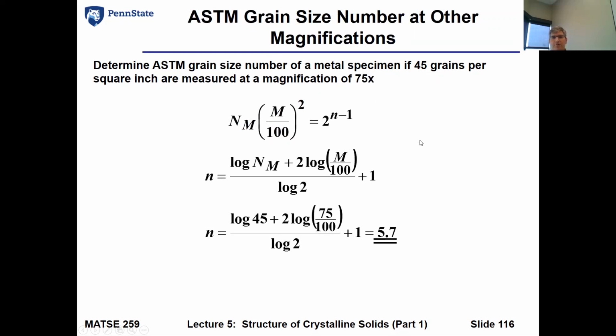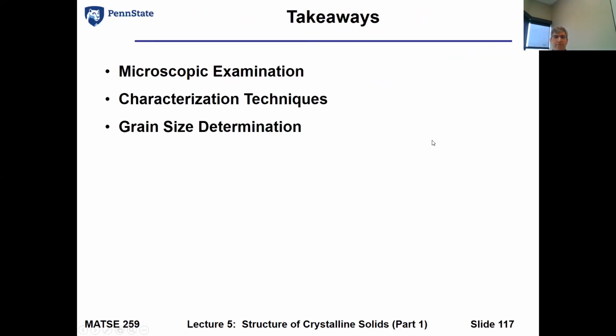Now, I recommend that you run through the couple practice problems. Just make sure as you're looking at the ASTM grain size number that you take into account what the magnification is. So if you're going to get tripped up on an exam or anything, it's not taking into account a different magnification from 100x when applying it.